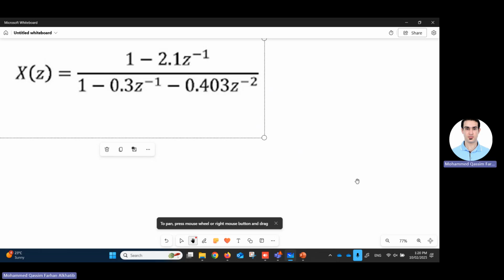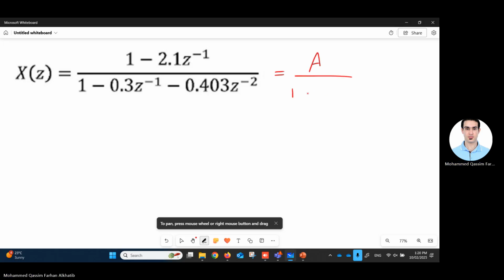First, can we factorize this? You can do it with the calculator. Because at the end, I want to have A over 1 plus or minus p1 z^-1 plus B over 1 plus or minus p2 z^-1. I said plus or minus because I don't know the signs. We are not used to seeing this one. What coefficients do you need to fill in to find the roots for this? What will be the values you put?